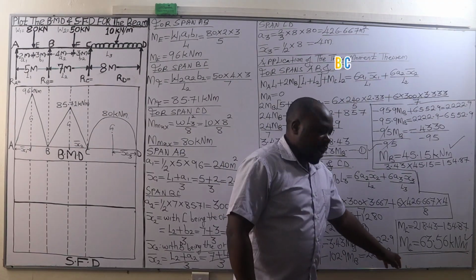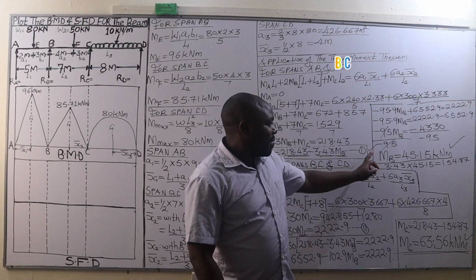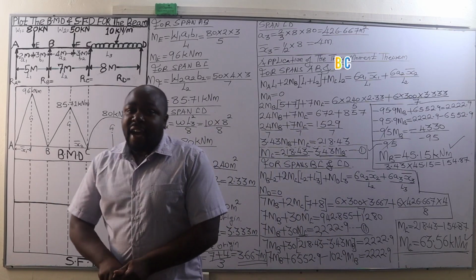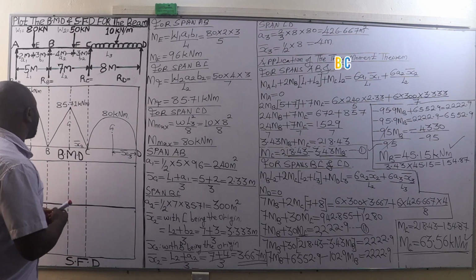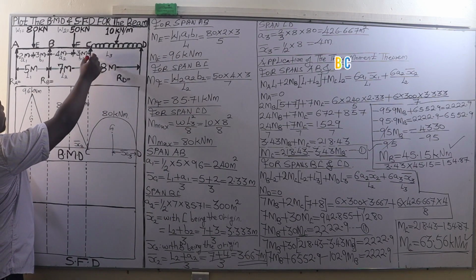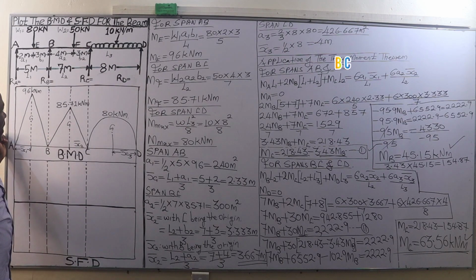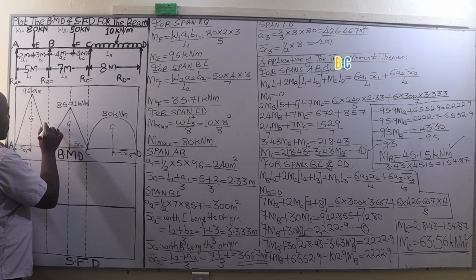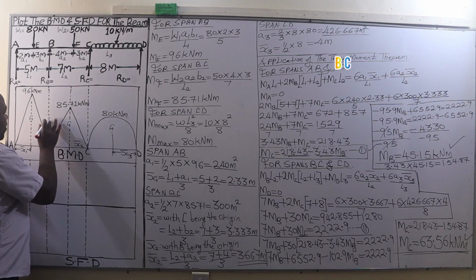Very good. After getting the values of the bending moments at B as well as at C, we are going to plot those bending moment diagrams at support B as well as at support C. And we are going to have this bending moment at B, 45.15. So 45 is approximately half of 80, just above half of 80.